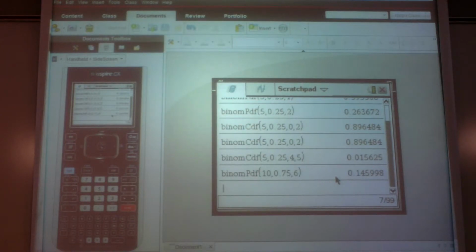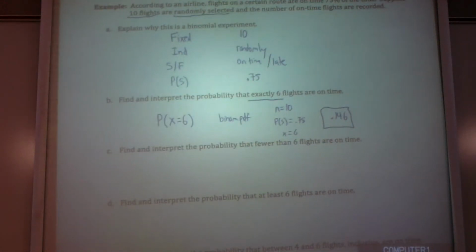So I'm going to just fill in what I put there. We put in that N is 10, probability of success is 0.75, and we looked when X is 6, and we got 0.146. There we go. Let's go to the next question. Oh, you couldn't see what I was just writing. I'm sorry. Let me go back to this. So I just filled in the answers.